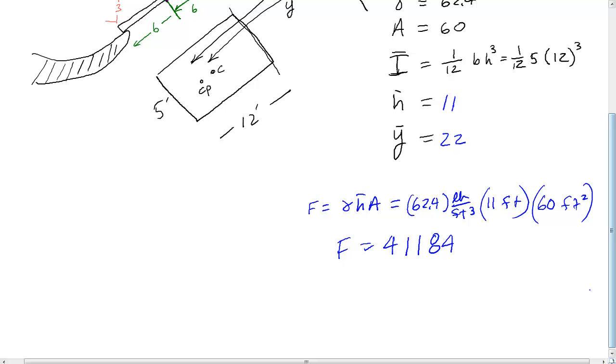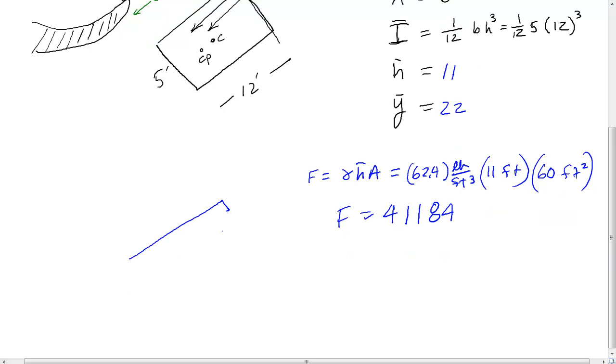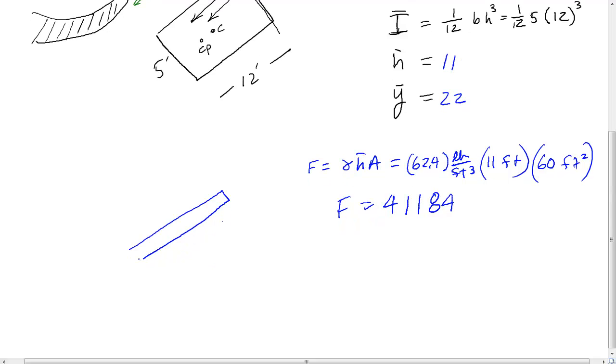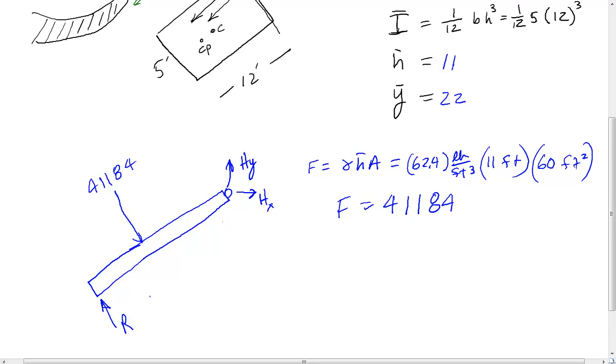Now, where did it get placed? Yeah, that's good enough. Here's my gate. There's an X hinge load. There's a Y hinge load. There's my equivalent load, 41184. There's my reaction that I'm actually looking for.